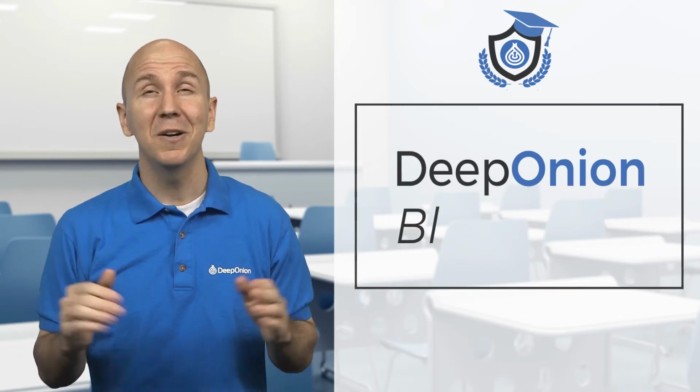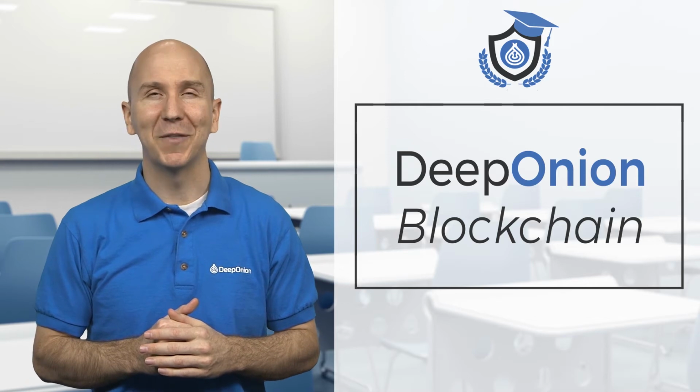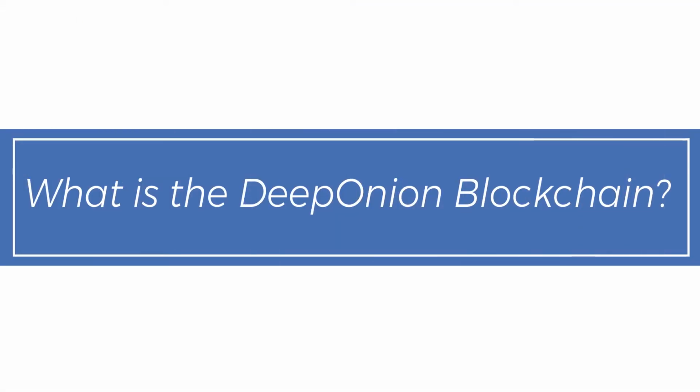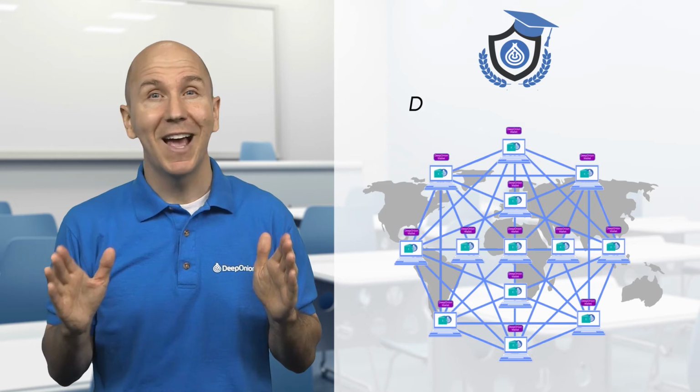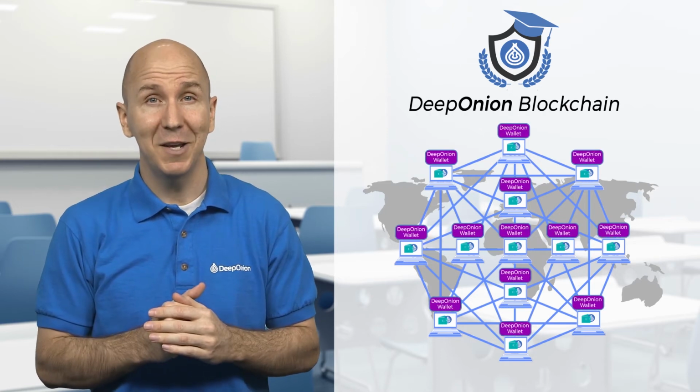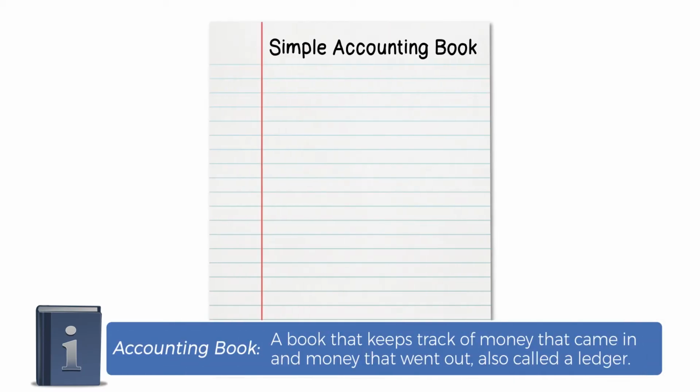Our goal in this video is to help you understand more about the DeepOnion blockchain. What is the DeepOnion blockchain? Blockchain is a technology that allows people to store digital information on computers. DeepOnion has its own blockchain, which we call the DeepOnion blockchain. It's similar to a public accounting book. It contains the incoming and outgoing of money.